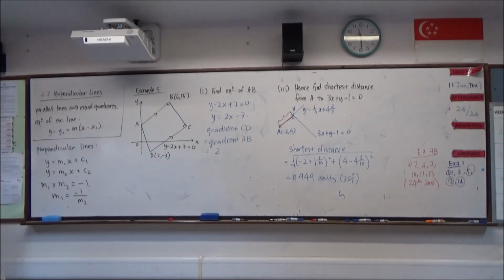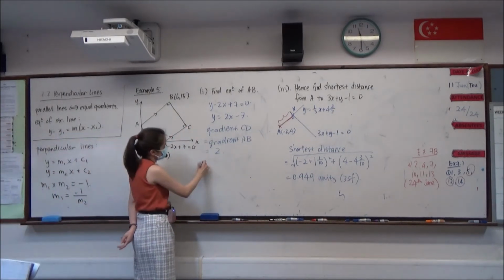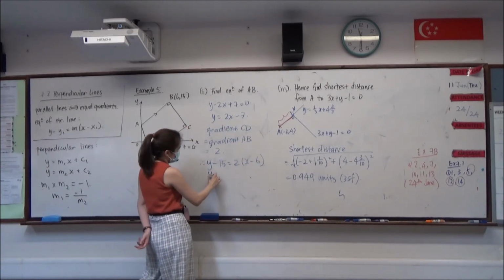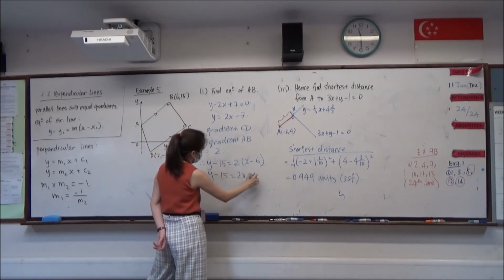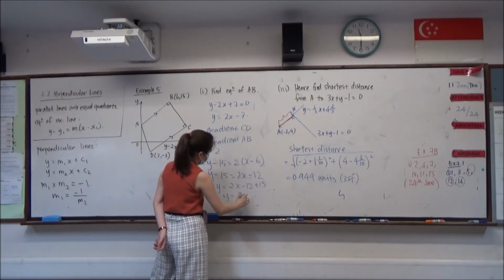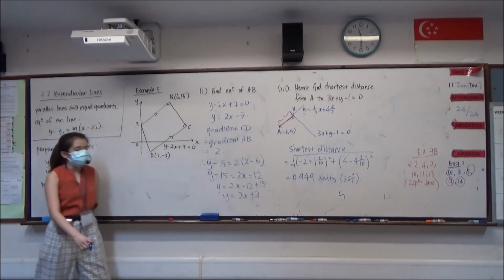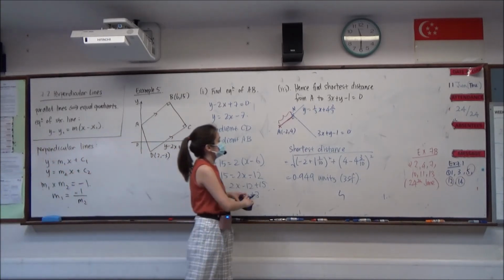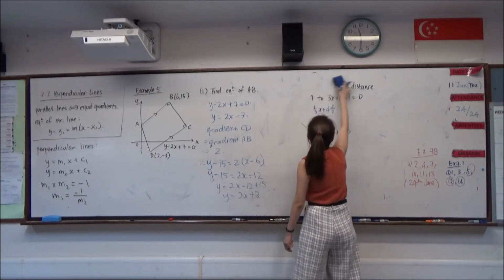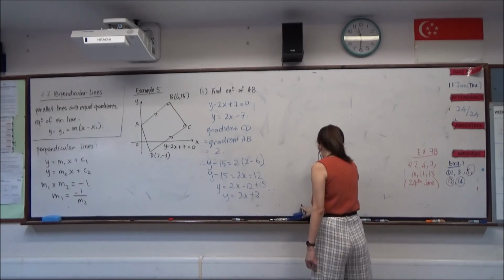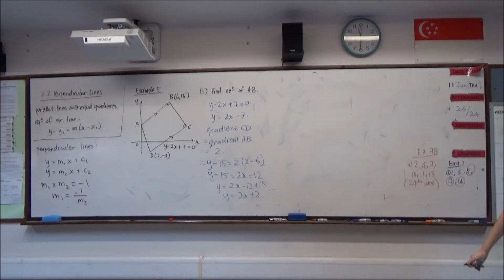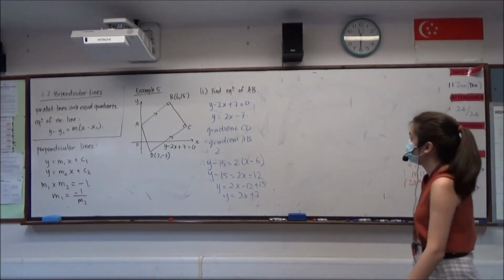So now that we have the gradient already, and we have that point, we get this. We have y equals 2x plus 3. Then after that, in part 2, I need to find the equation of BC.